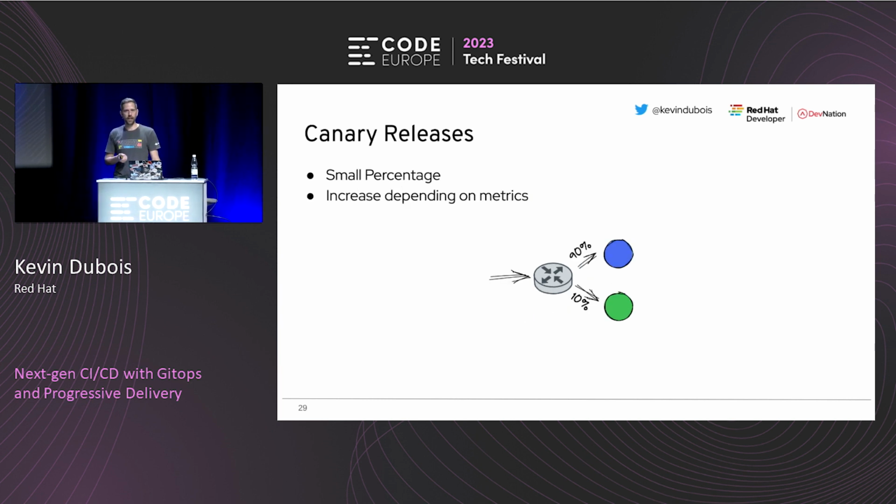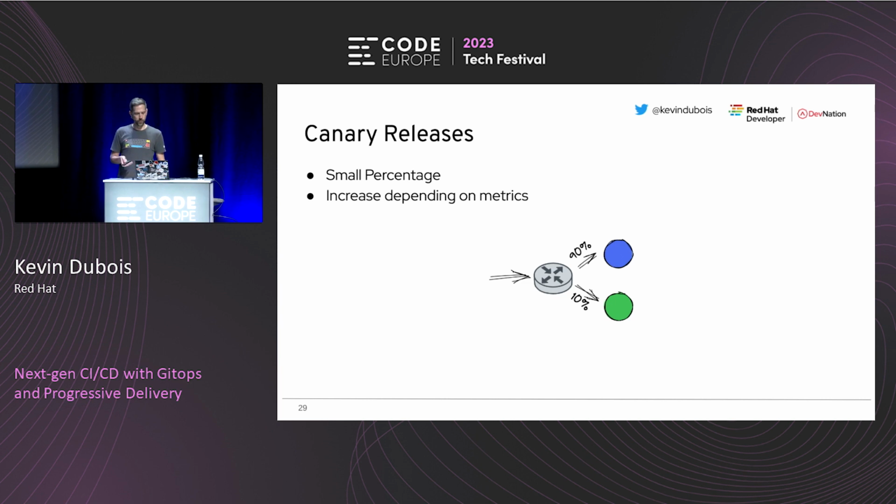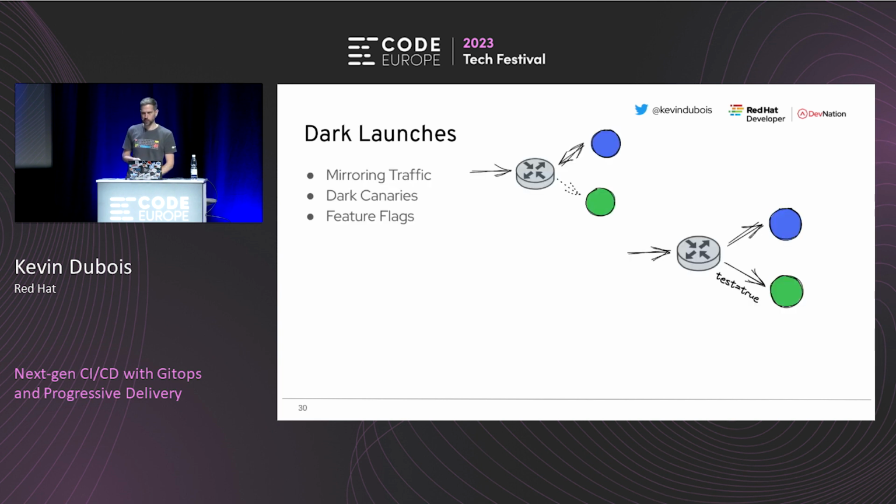Canary releases, on the other hand, allow you to be a lot more fine-grained with how you're doing your deployments. So instead of saying we're going to flip our traffic from one version to the other, we can say, hey, we're going to start with 10%, send 10% of our traffic to our new version, and then see, depending on metrics, whether we want to increase that percentage until eventually perhaps we have 100% of our traffic.